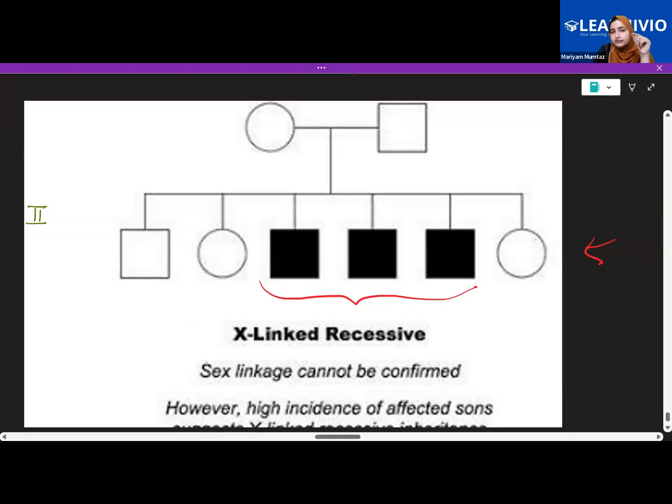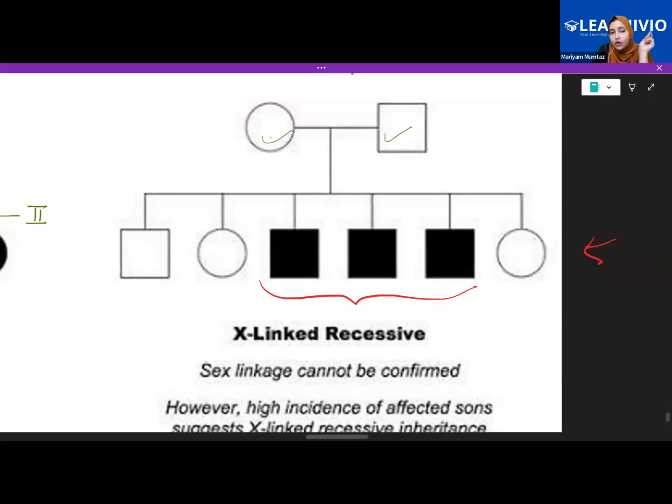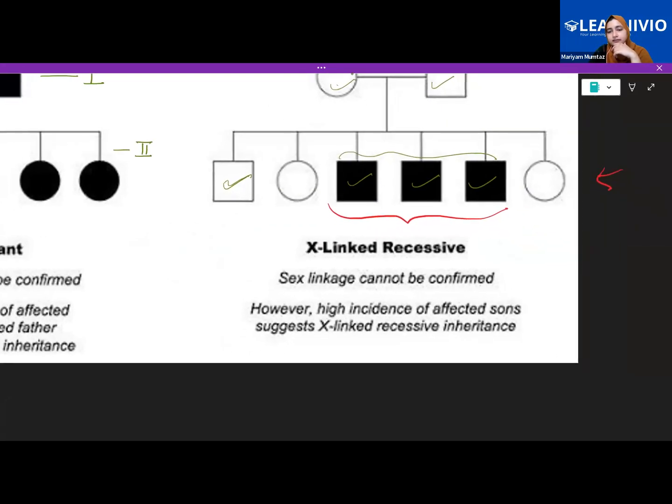Why? Because first of all, the parents are not affected. Secondly, if all the males had been affected, then I would consider it as X-linked. But only 3 of them are affected and 1 is not. So we can't say that it is X-linked. We can't say confirmatorily that this is X-linked. Clear? Any doubts?